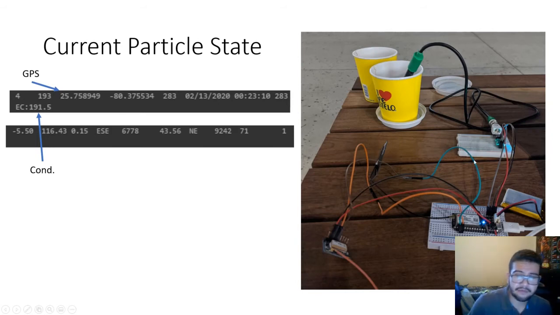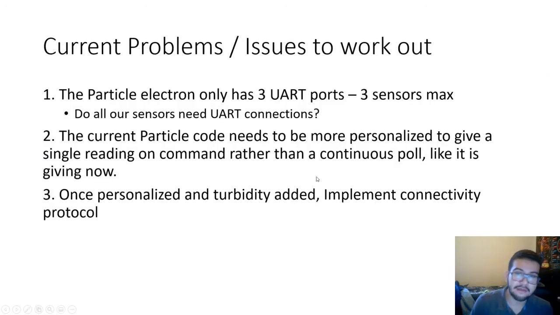But before adding more sensors, we want to integrate this a lot better. We want it to not be continuous, because right now it's just giving continuous readings. When we turn on the particle, it does its own initializing, and then it just dumps out readings, like every 4 seconds a GPS reading and a conductivity reading. We don't want that. We want to press a button or some kind of command where we say, I want my reading now. What is the reading here now? That's how we want it.